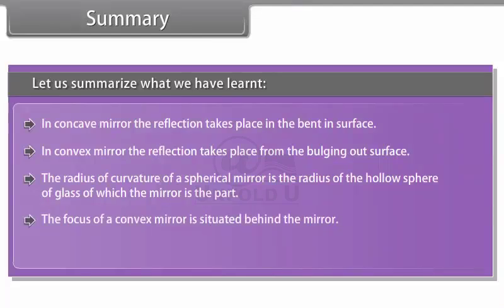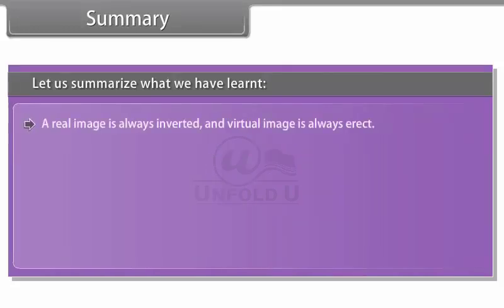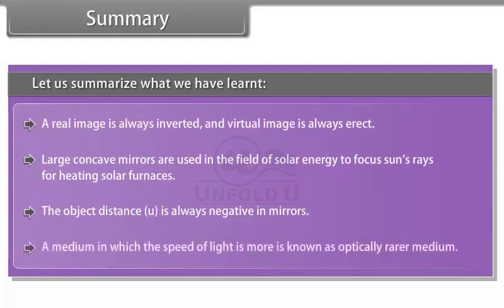The focus of a convex mirror is situated behind the mirror. The image is formed at that point where at least two reflected rays intersect. A real image is always inverted and a virtual image is always erect. Large concave mirrors are used in the field of solar energy to focus the sun's rays for heating solar furnaces. The object distance u is always negative in mirrors. A medium in which the speed of light is more is known as optically rarer medium.